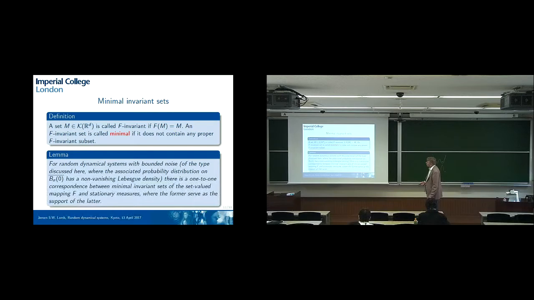Good. So, what are we interested in? We're interested in the so-called invariant sets. An invariant set is a set that's invariant under the map F, which is a set-valued map. It's invariant if you have F(M) = M. And we call the invariant set minimal if it doesn't contain any proper F-invariant subset.